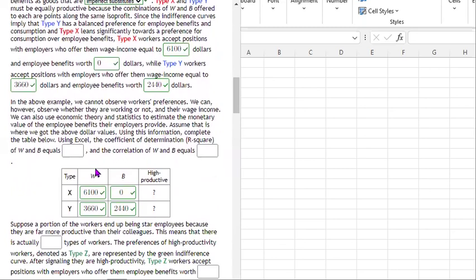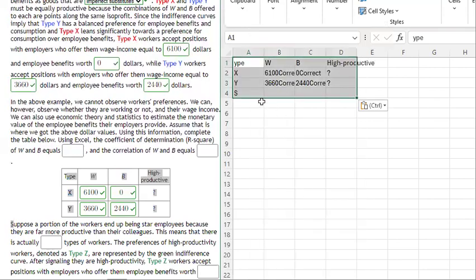Okay, so what we want to do here, again, we can't observe the workers' preferences, the indifference curves. We observe whether they are working or not. We observe their wage income, and we can observe their benefit packages. We can also use economic theory and statistics to estimate the monetary value of the employee benefits. Assume that it is where we got the above dollar values. Using this information, complete the table below.